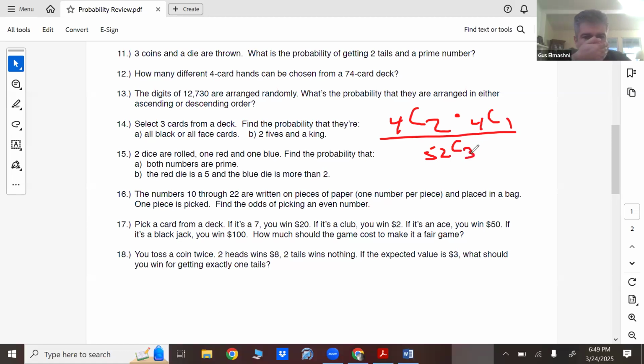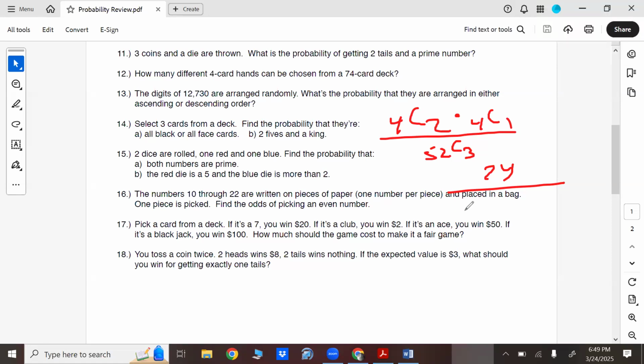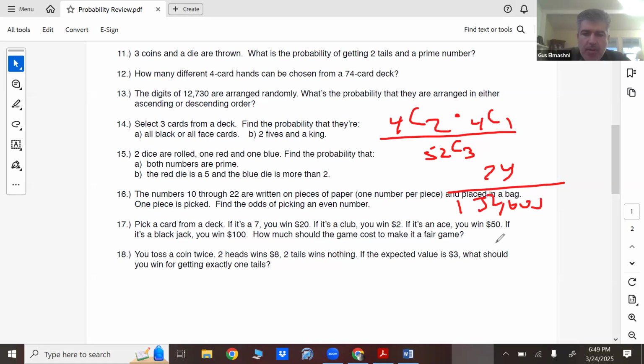True. Yeah. Because that's all one situation. So you have multiple, so that's still the multiplication principle. That's 24 up top. Yeah, it reduces to 132,600.